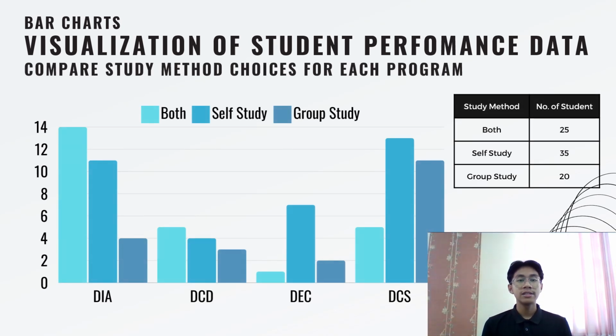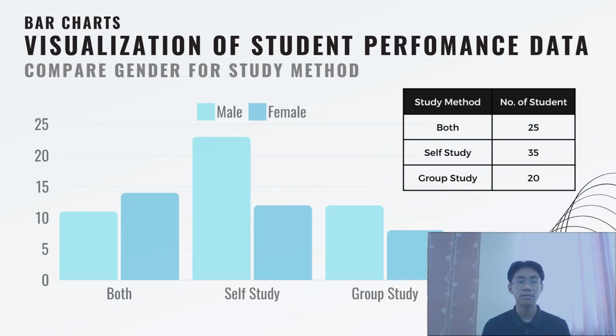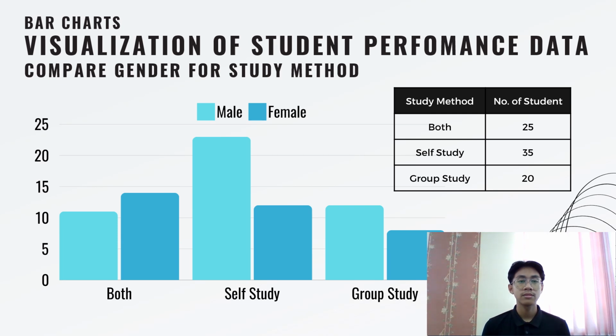Here, you can see a comparison of study methods chosen within each diploma program. This visualization allows us to identify patterns in study preferences across different academic fields. This bar chart displays gender-based study method preferences, comparing self-study, group study, and other methods used by male and female students.